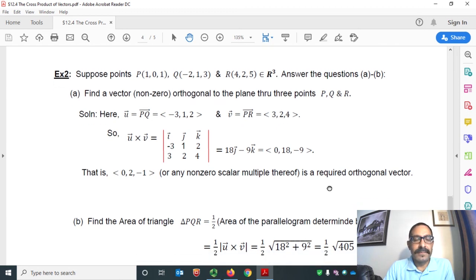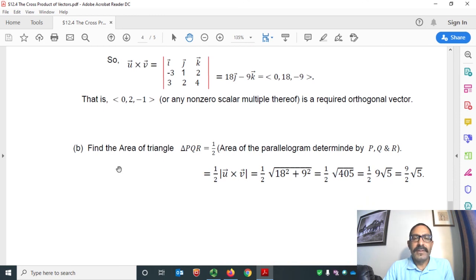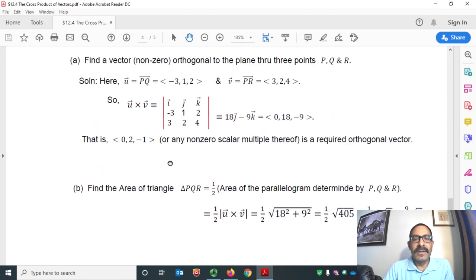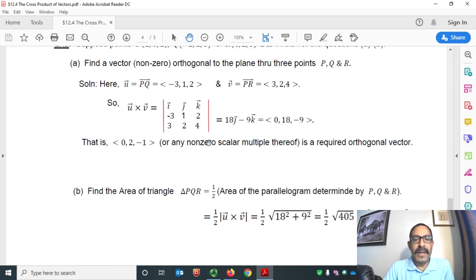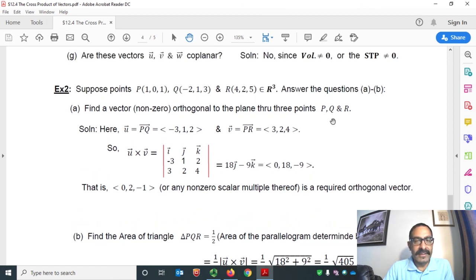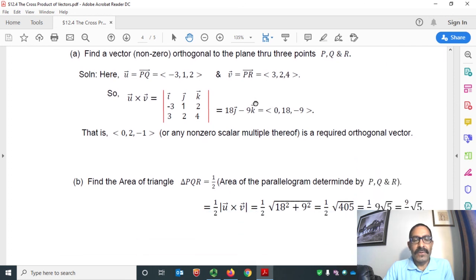Let's move on. Part B. Find the area of the triangle PQR. We know the area of the triangle is half of the area of the parallelogram determined by these vectors. But here we are using this idea. We first find the u cross v, and then we take the magnitude. The magnitude of u cross v is the area of the parallelogram, and we divide by 2.